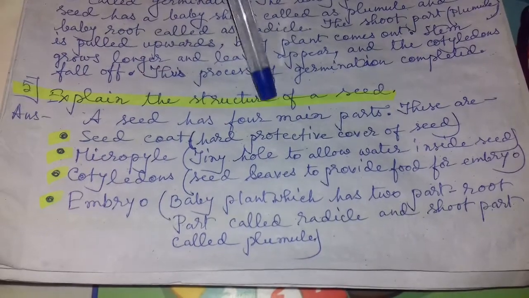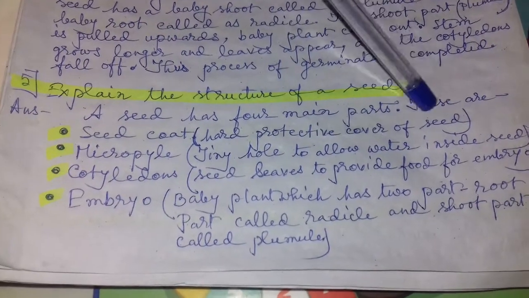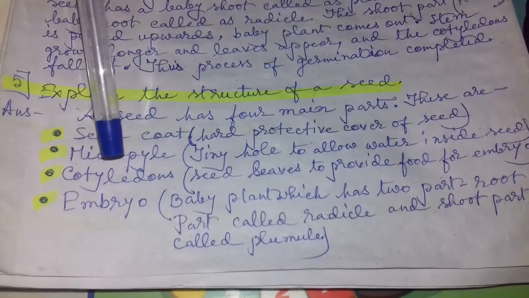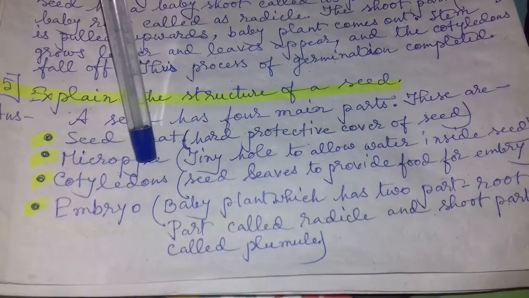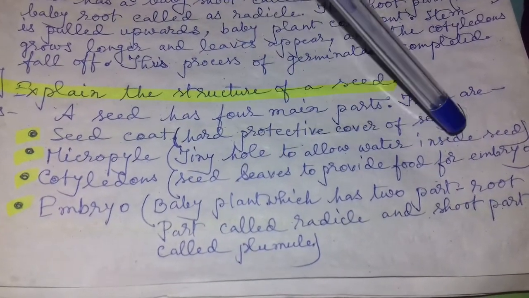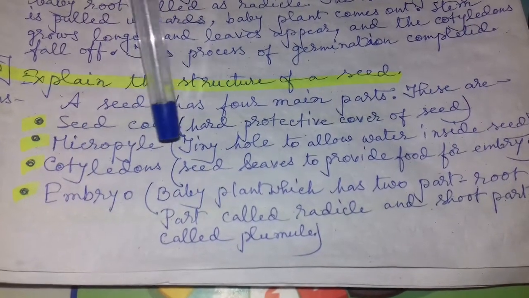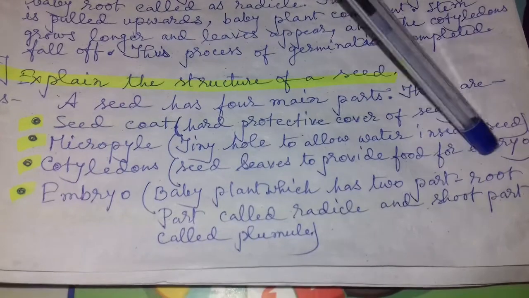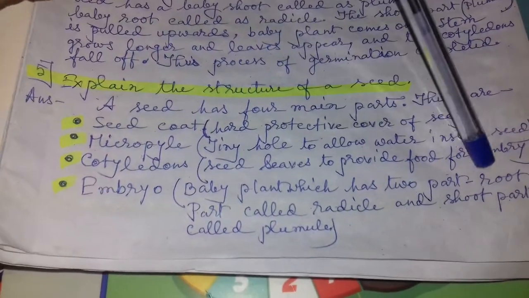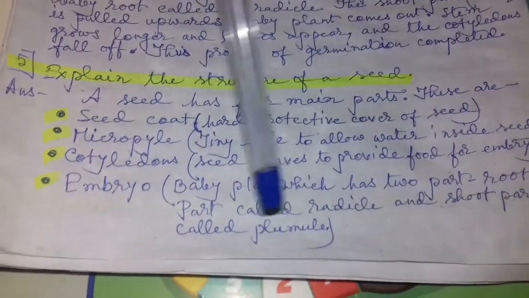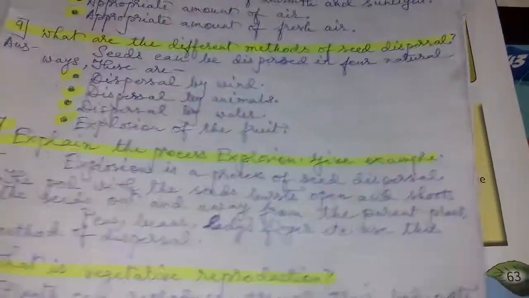Next, explain the structure of a seed. A seed has 4 main parts. These are seed coat, the hard protective cover of the seed; micropyle, a tiny hole to allow water inside it. Inside the seed, cotyledons, seed leaves that provide food for the embryo; and the embryo, the baby plant, which has 2 parts, the root part called radicle and the shoot part called plumule. Okay?